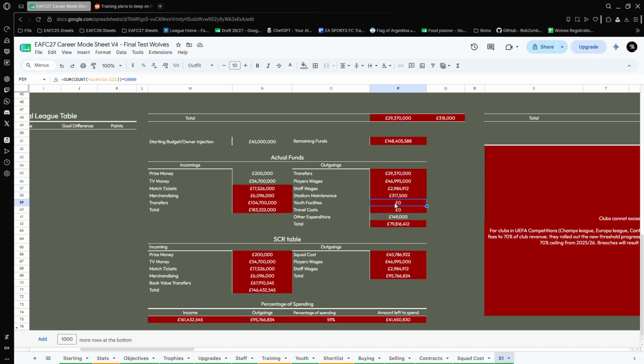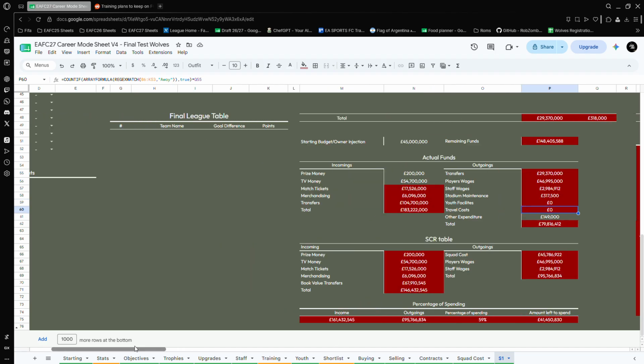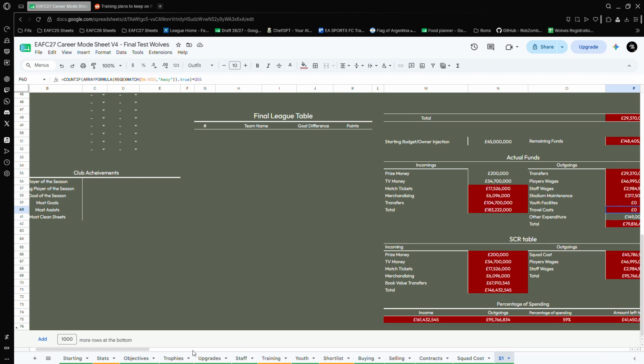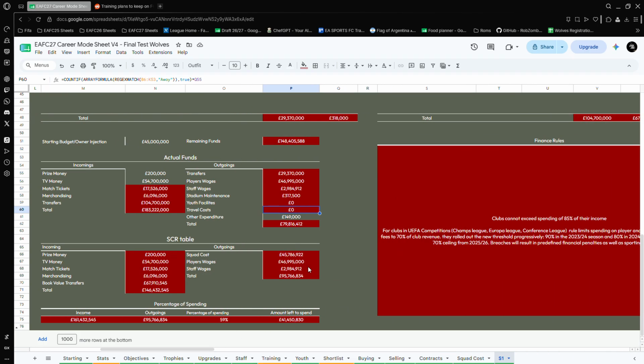Youth facilities, as I suggested earlier, depending on how many youth players you've got, that will go up. Travel costs, so as the tickets do for the home games, when you put an away match in, the more away games you play, you have to pay for your travel cost to get your squad to that game. And then you've got other expenditure.